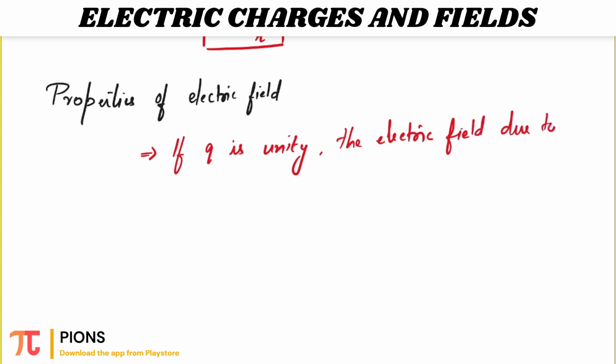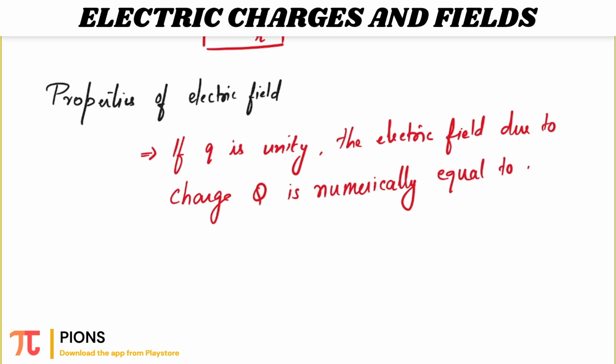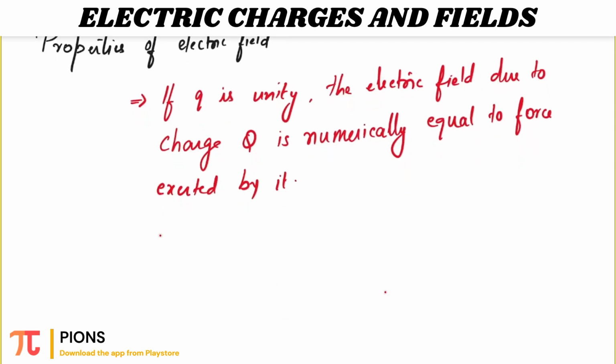due to charge Q is numerically equal to the force exerted by it. This is the first point. Let's see the second point.